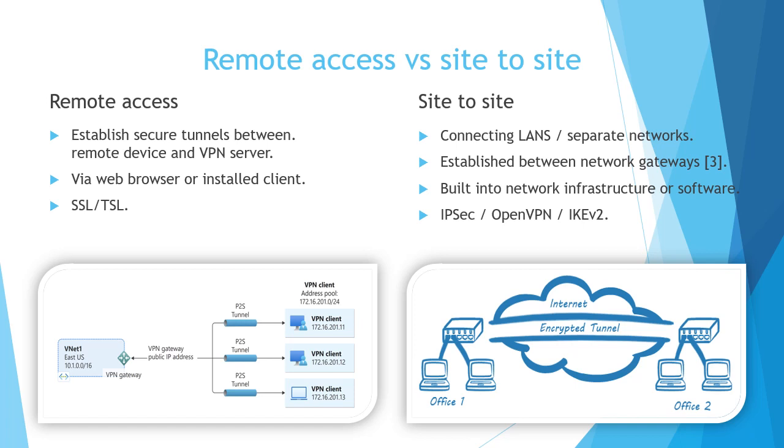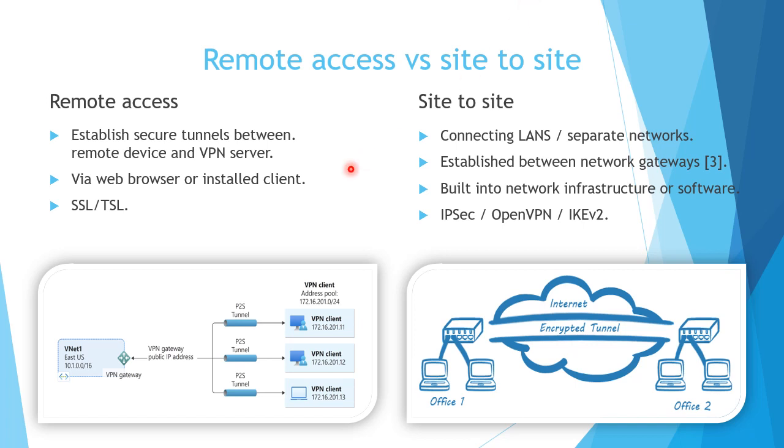So we're going to compare remote access to site-to-site VPN. So with remote access, it connects to an organization's network when off-site via a login to a VPN server. So it is often done via a web browser or can be done via a desktop client as well, such as Cisco AnyConnect. Uses secure socket layer or transport layer security to encrypt the data transfer, and is utilized within SSTP, which is Secure Socket Tunneling Protocol.